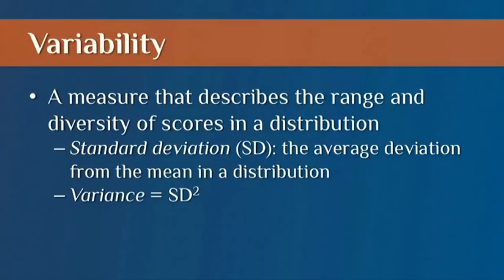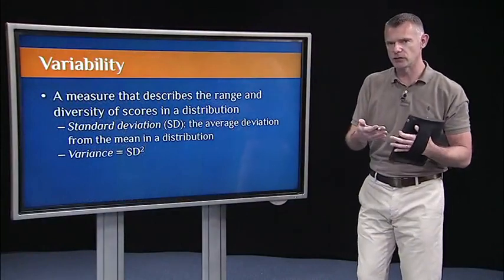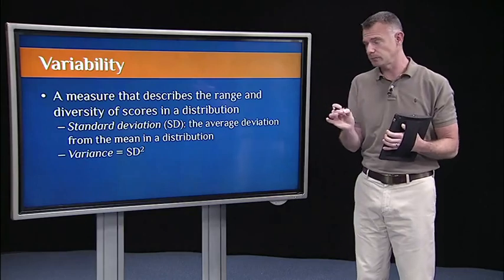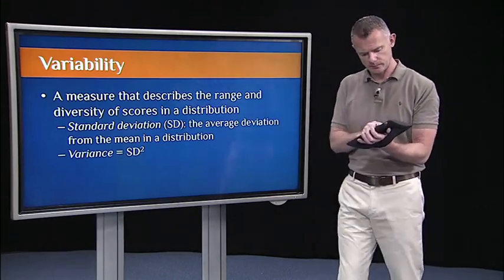And variance is simply standard deviation squared. So standard deviation is just the average deviation from the mean in a distribution, and we'll see that mathematically in a moment. And again, variance is standard deviation squared.